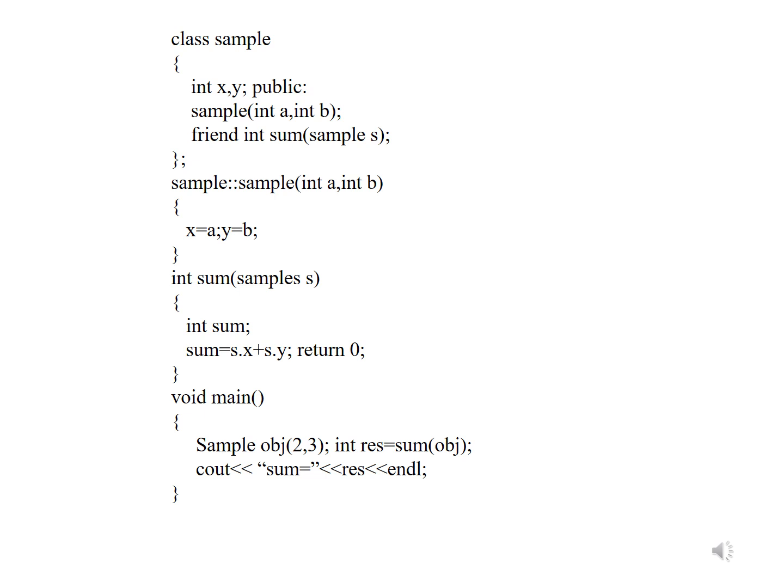Here the sum is a friend function which is accessing the sample class and is passed the class itself as a parameter. The data members which are available in the sample class are accessed using s dot x, because s is an object of that class. So s dot x plus s dot y access those member data, which could not be accessed in a normal function. It can be accessed here because of this friend function.